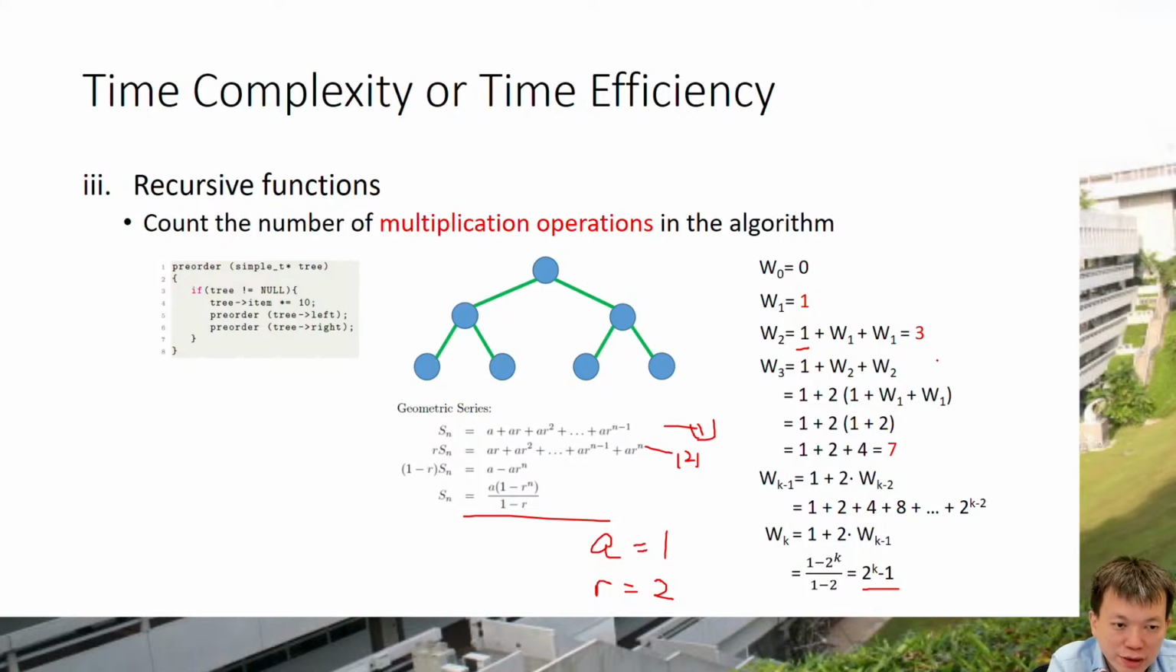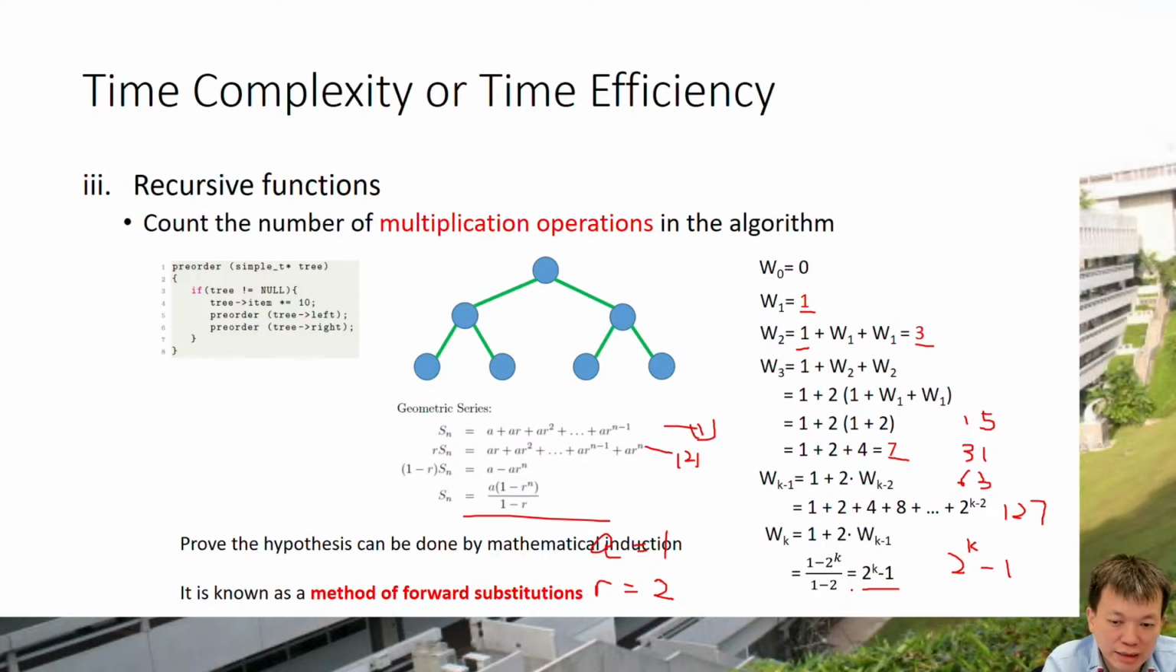Correct. So just now is 1, 3, 7. Then the next one will be 15, the next one will be 31, then 63, then 127, which is 2 power to k minus 1. So this approach is also known as the method of forward substitution. Depending on the case, sometimes backward substitution is easier, sometimes forward substitution is easier. Case by case.